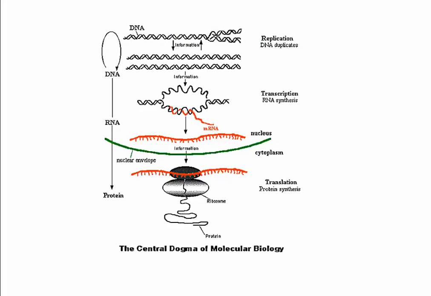Here's another way to look at it. So DNA replicates, copies itself. It transcribes for RNA synthesis. So we have DNA replication, RNA synthesis. That RNA leaves the nucleus, goes to the cytoplasm where the ribosome is, and then we have protein synthesis through translation.